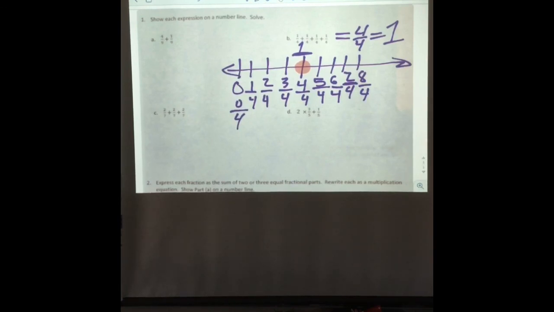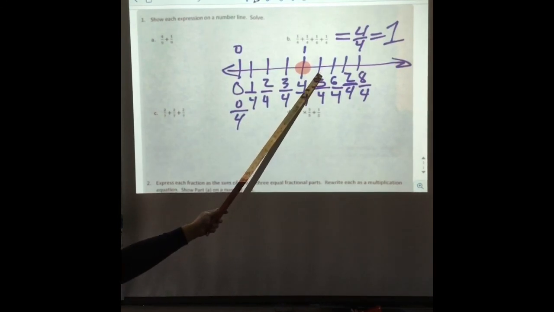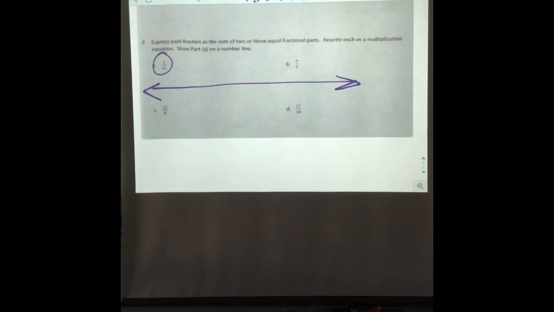Probably should make that smaller, huh? Is that okay? There we go. So do you see how the number line works with fractions and adding them up? Yes. Okay. I love math!